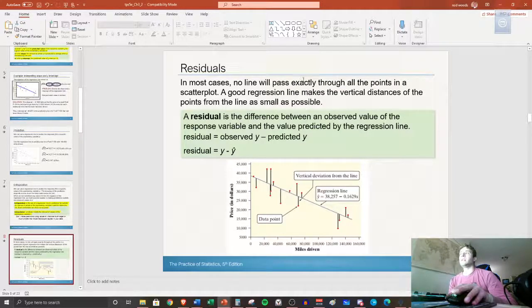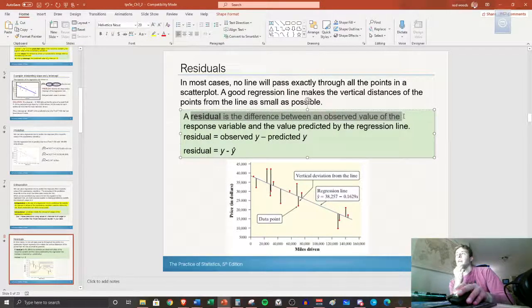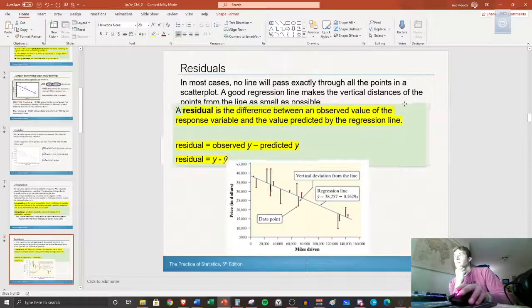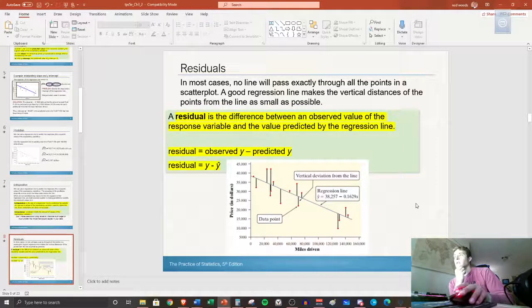A good regression line makes the vertical distances of the points from the line as small as possible. Okay, that's why we have that difference of X and X bar, Y and Y bar, okay? So a residual is what we describe that as. It's the difference between an observed value of the response variable and the value predicted by the regression line. Okay, so here's all of our formulas for that. So you can write all that down for me. Yeah, and they give an example of that. So I'll pause here. You can write that. So we have this written down now.